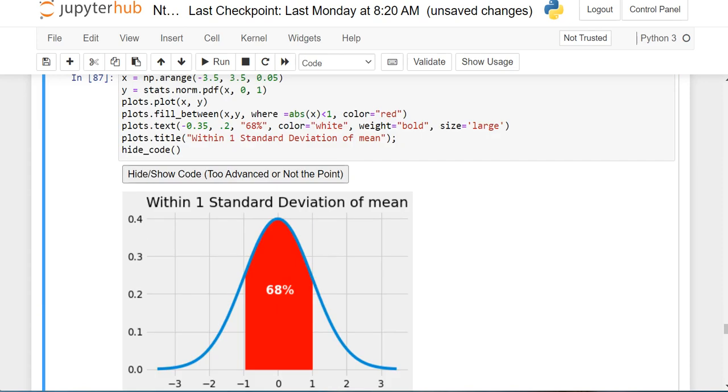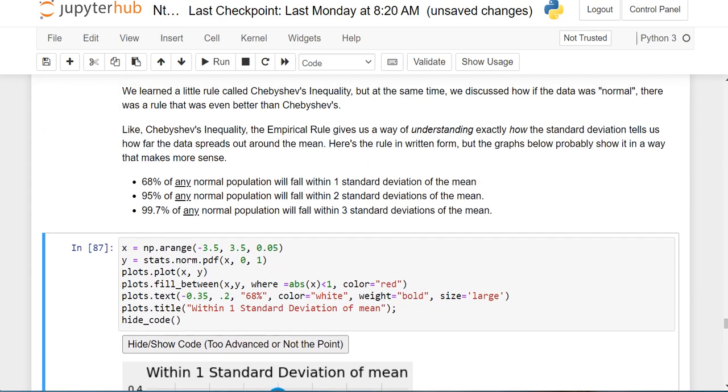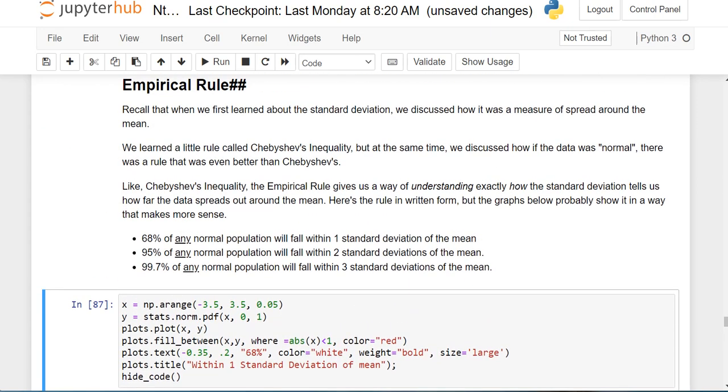So the empirical rule. All right. The empirical rule works with any bell-shaped distribution. And this is important: 68% of any normal population will fall within one standard deviation of the mean. Within two standard deviations of the mean, we're going to get 95% of that normal population falling in there. And within three standard deviations of the mean, we get 99.7%. Notice that this will work not just for the standard normal, but for any normal population. Any normal population will have this property.